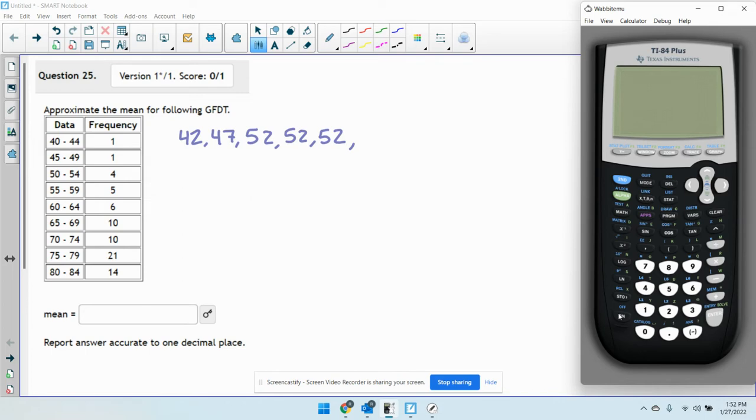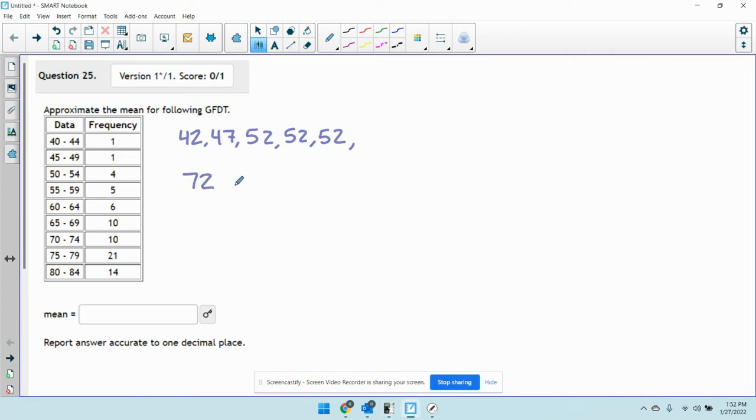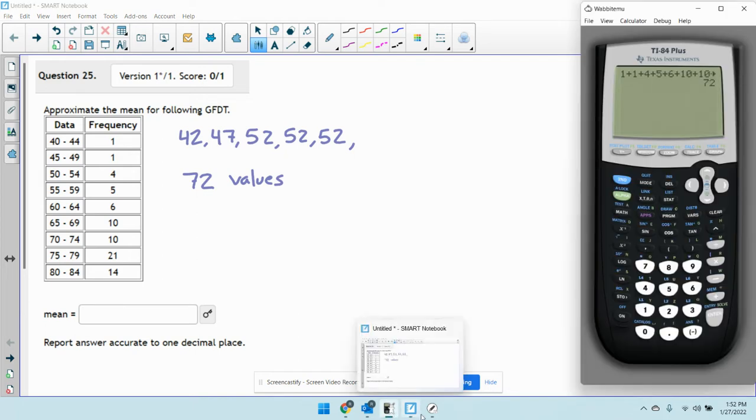So first thing I'm going to do is add up those frequencies. 1 plus 1 plus 4 plus 5 plus 6 plus 10 plus 10 plus 21 plus 14. 72 values. So you just have to dive in, start adding them up.